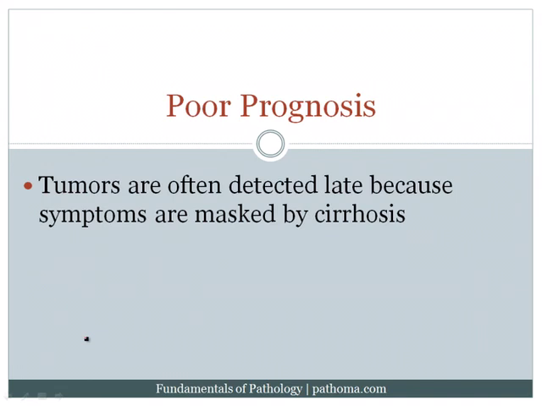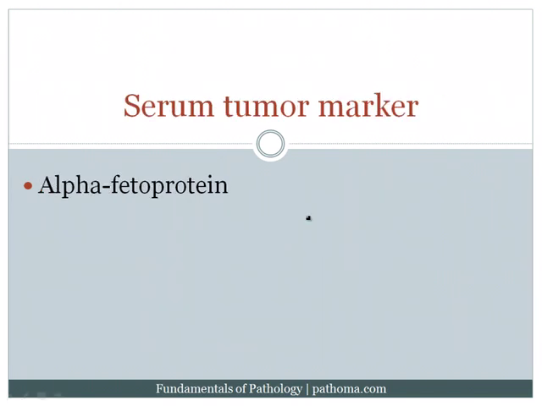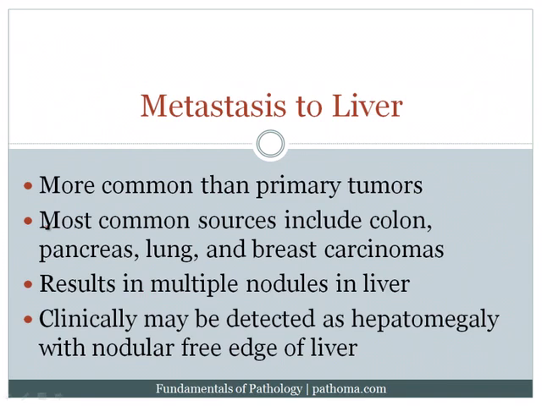Hepatocellular carcinoma has a poor prognosis, and that's because the tumors are often detected late, and that's because usually the patients have cirrhosis or some other problem in the liver, and that masks the symptoms of the hepatocellular carcinoma. One of the serum tumor markers that is useful for hepatocellular carcinoma is alpha-fetoprotein. That's important to remember. The final point I'd like to make concerning liver tumors is metastasis to the liver.